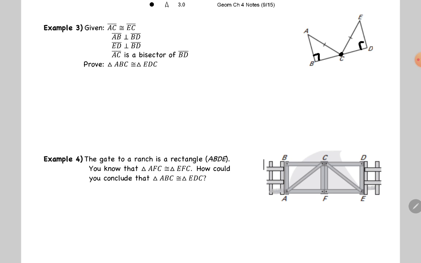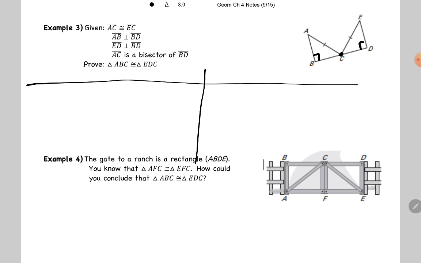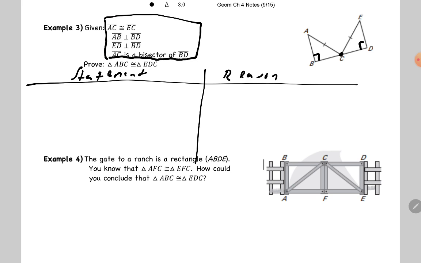Alright, here we go. Statement, reason. And to save some space for myself, you're going to put all of this into your first statement, statements 1 through 4, or just your first statement, and the reason behind it is given. So always put down your given.